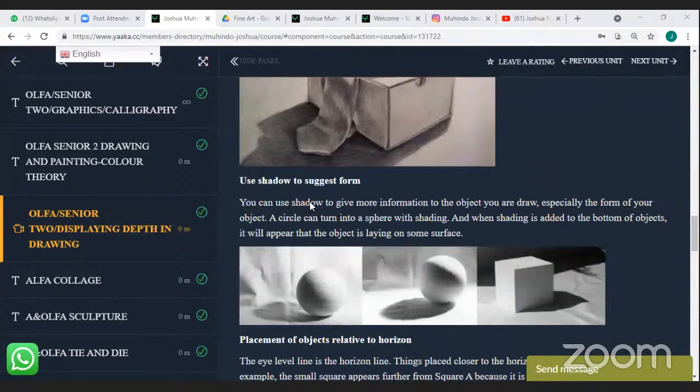You can use shadow to give more information to the object you draw, especially the form of your object. A circle can turn into a sphere with shading, and when shading is added to the bottom of objects, it will appear that the object is laying on the same surface.